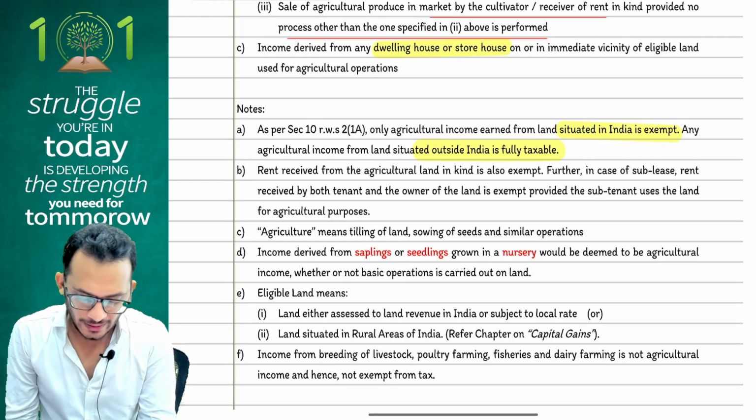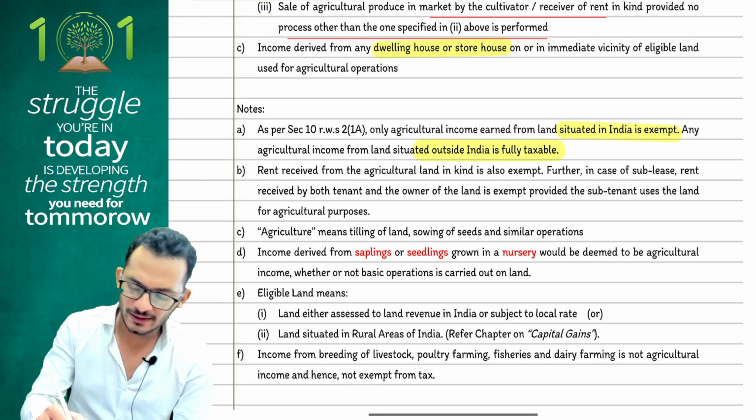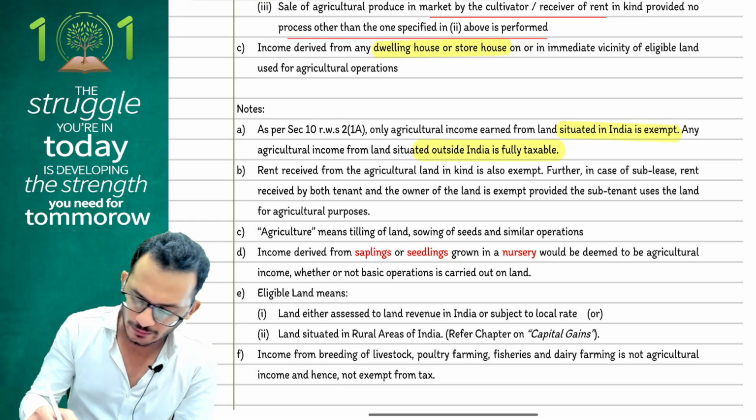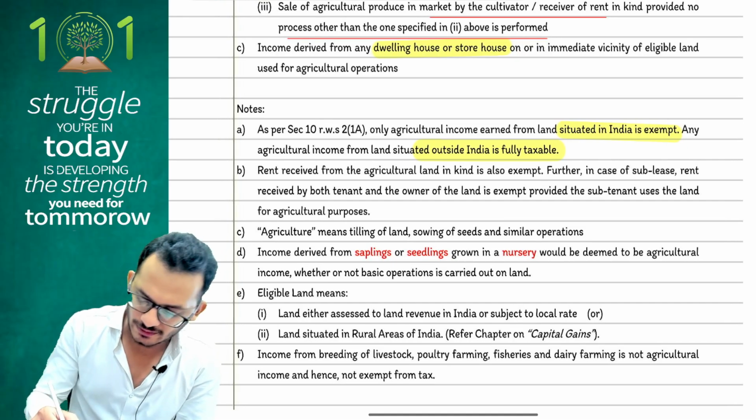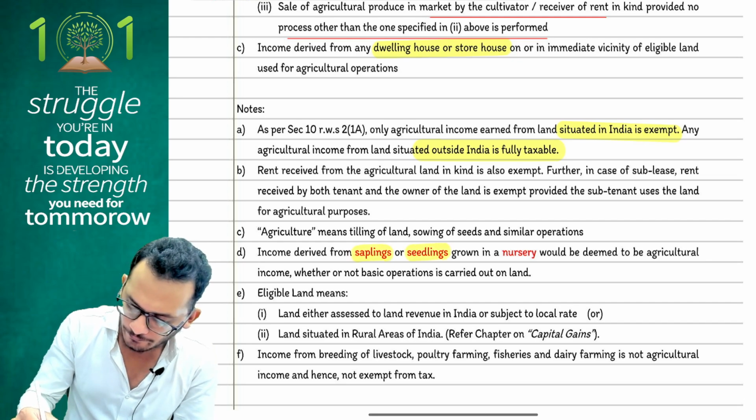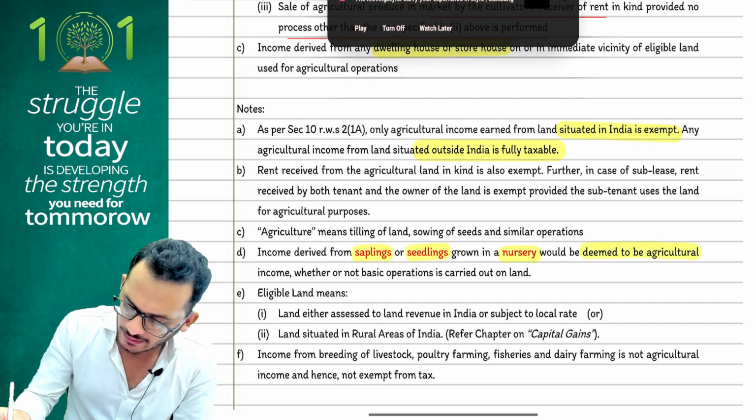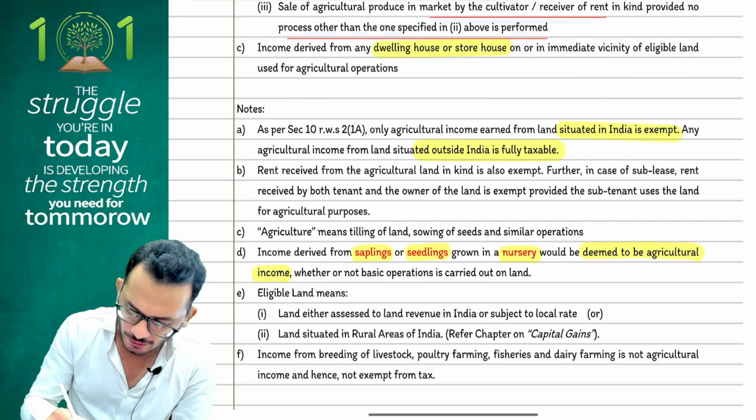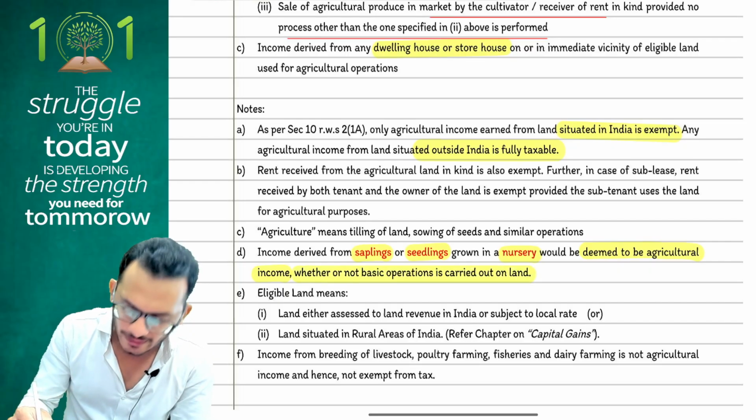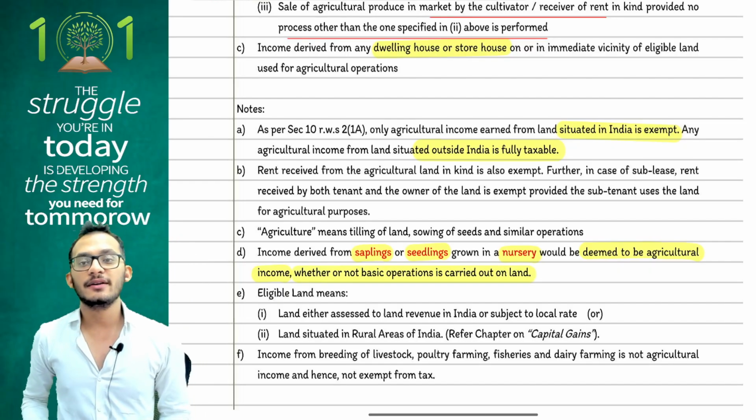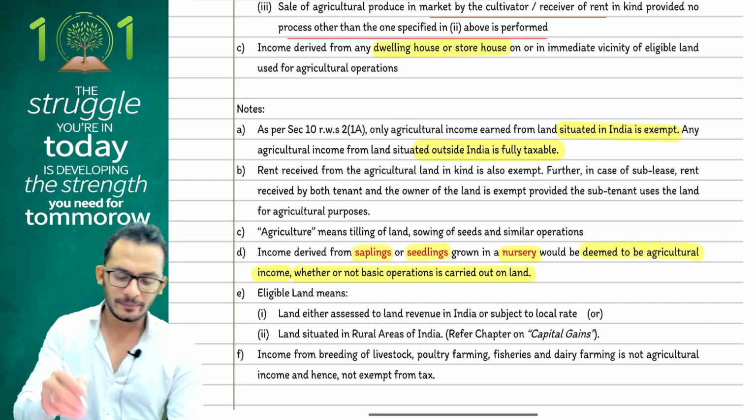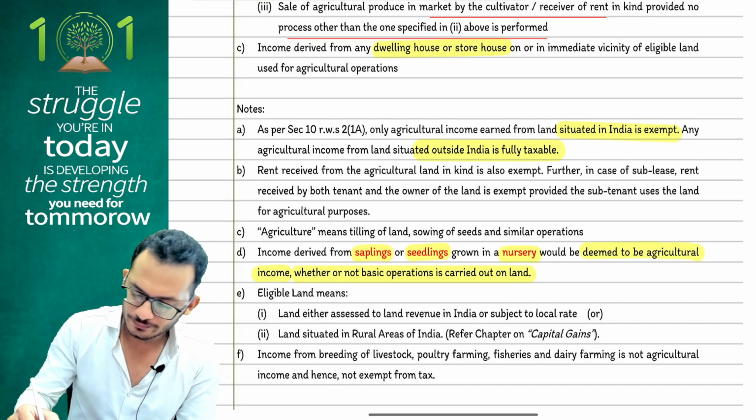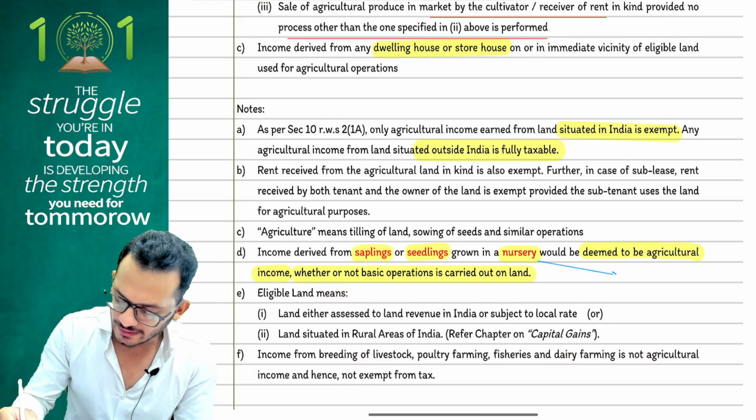Next, any kind of income derived from saplings and seedlings which are grown in a nursery is fully deemed as agricultural income, whether or not the basic operations are carried out on a land. Your land is not important. It is that you have to do it in a nursery. People, any idea what is a nursery? Please write it as greenhouse.